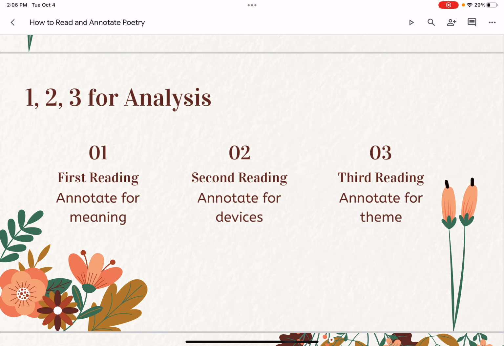Now, same thing, 1, 2, 3 for analysis. If you wanted to get started annotating right away, maybe on the first read, you do your initial annotations for meaning, like what's happening, is there a story, what's kind of going on.